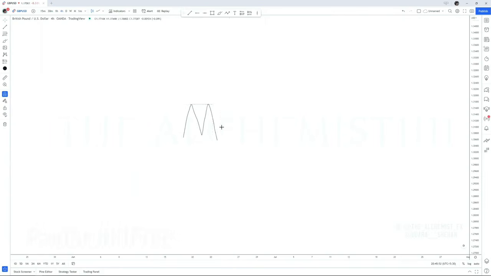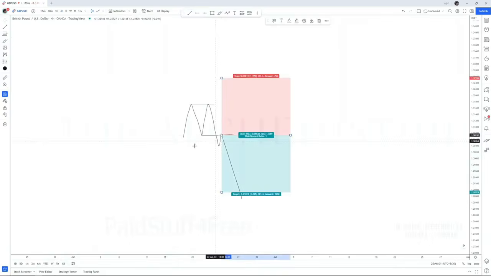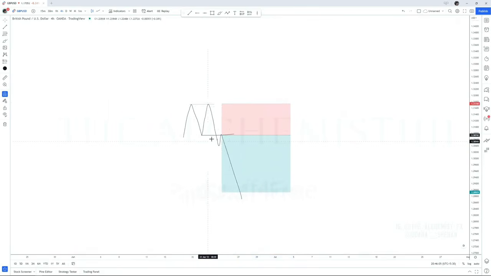Once this breaks, they'll expect a move like this. Once it gets into these areas, they'll sell, with a stop loss above the double top, and they'll target lower prices. But smart money knows that there's a pool of liquidity resting above those equal highs. So what will smart money do?